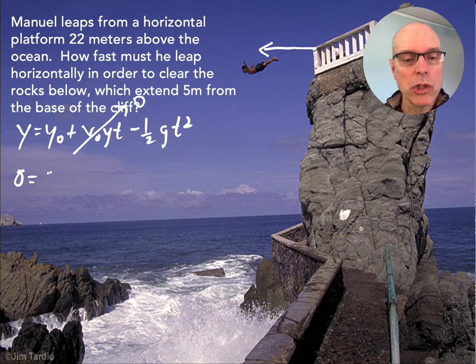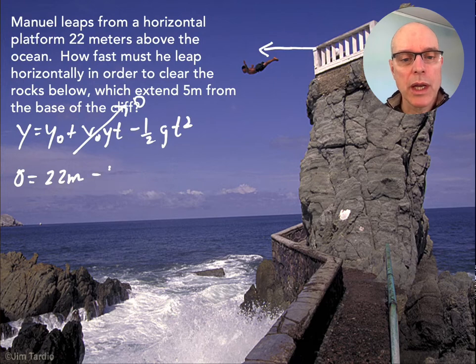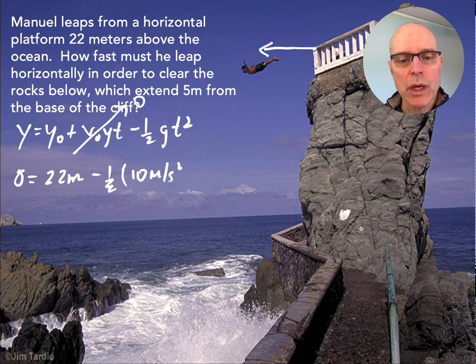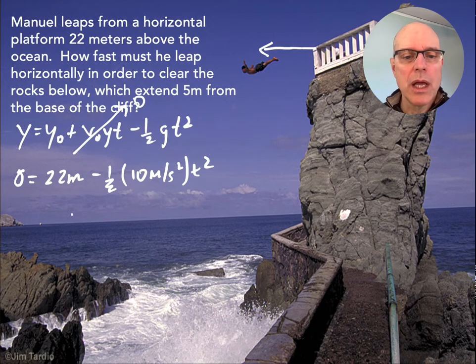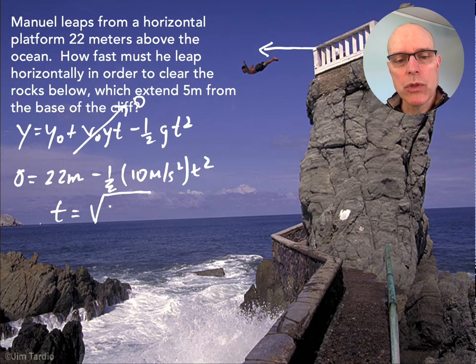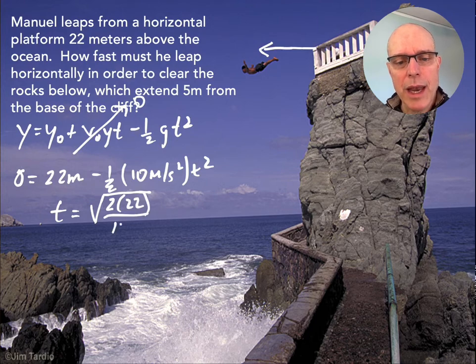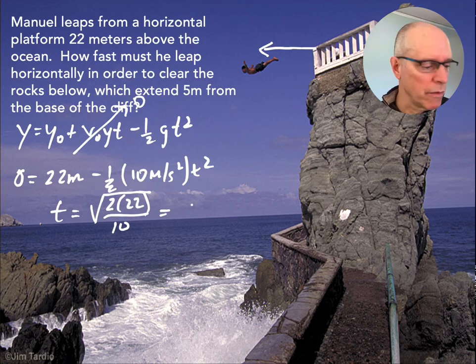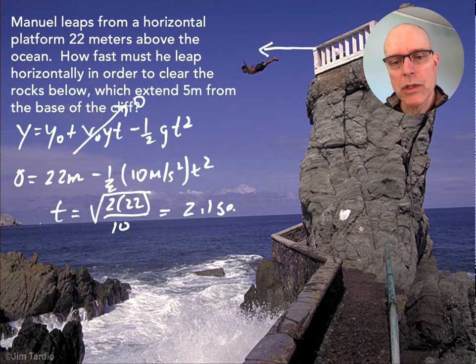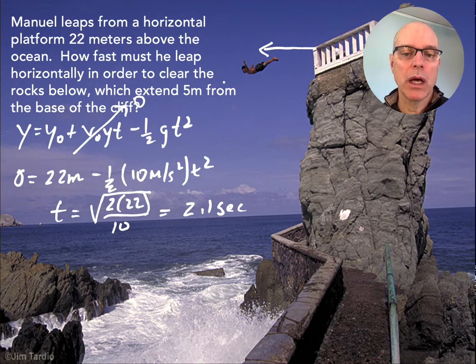Okay, so his original y position was 22 meters. And 1/2 g t squared I can handle. That's minus 1/2 of 10 meters per second squared times t squared. And I'm just going to jump down here and chop off the labels. So t is going to be the square root of 2 times 22 divided by 10, and when I take the square root of that whole shebang, I get that he is in the air for 2.1 seconds. Okay, so pretty long hang time.